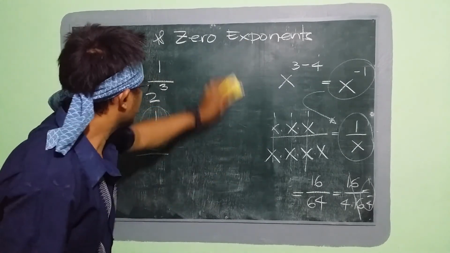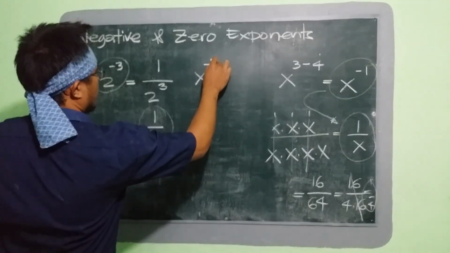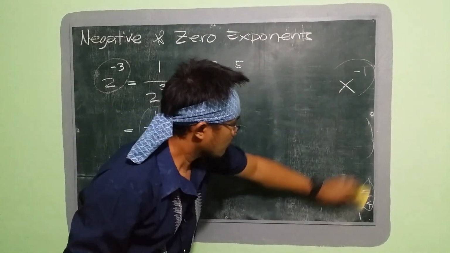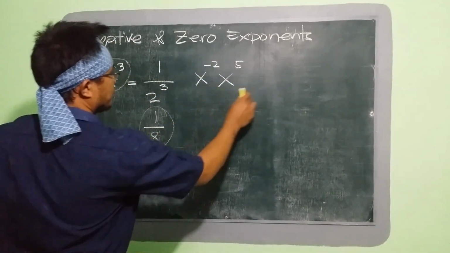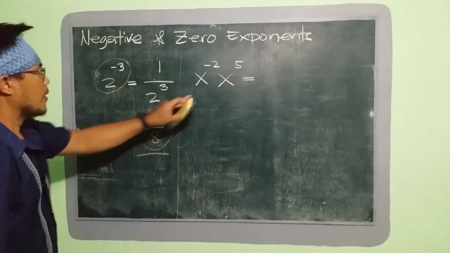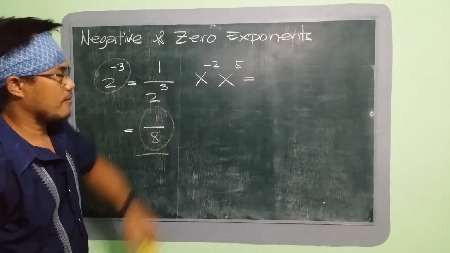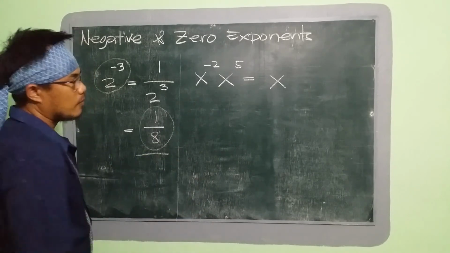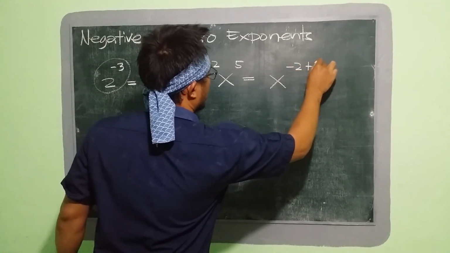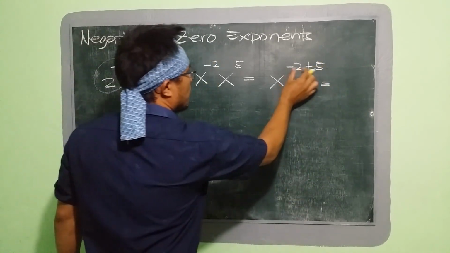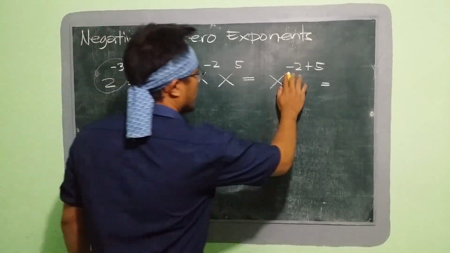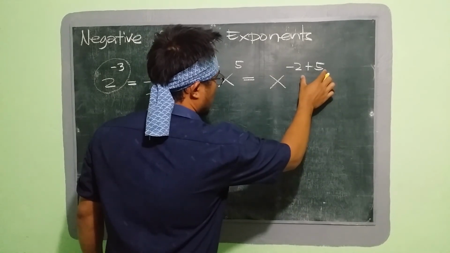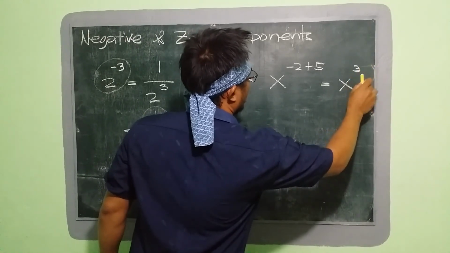Okay, another example. How about if we have x to the power of negative 2 times x to the 5th, so what will be the value of this one? That's equal to x to the power of negative 2 times x to the power of 5. Remember that in multiplying variables, we simply add the exponents. So that is equal to negative 2 plus 5. Now, negative 2 plus 5, based on our video about integers, if they have different signs, get the difference between the two numbers. So the difference between 5 and 2 is 3. Since the bigger number is positive, we have x with 3 as a positive exponent.